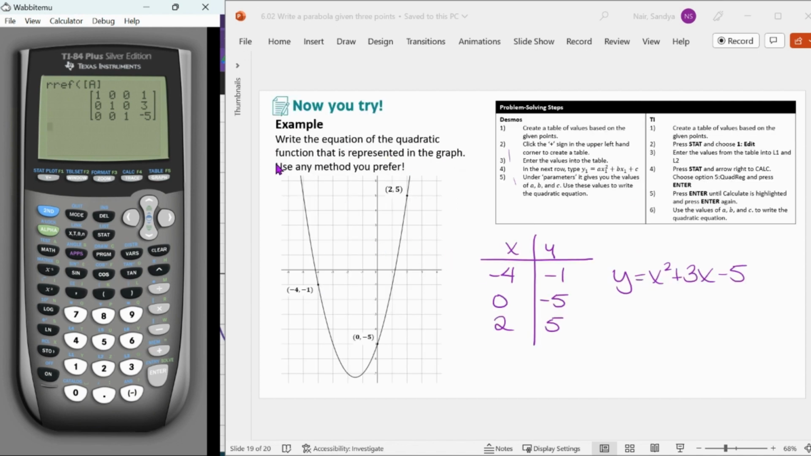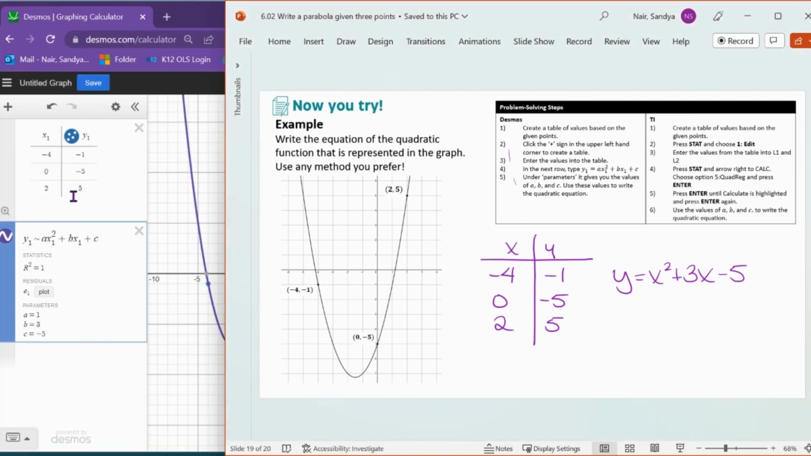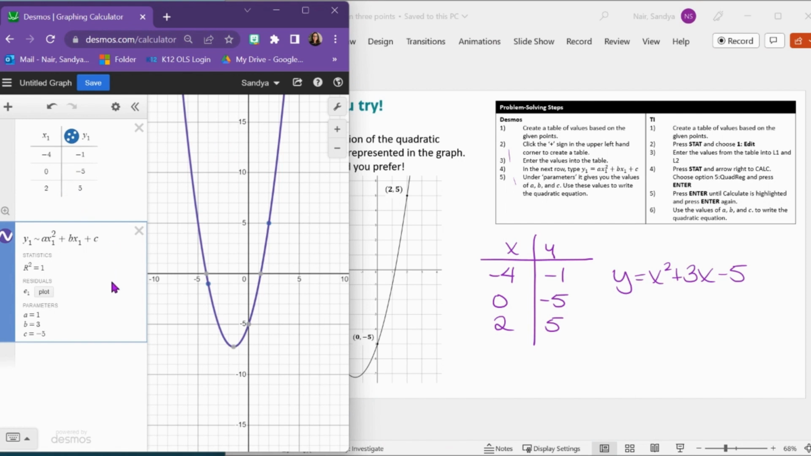The third method you could have done is regressions on the calculator. So I did this regression in Desmos. I created the table by typing in all of my points. And then I typed in y1 is approximately ax1 squared plus bx1 plus c. So in parameters, you can see that it gave me a is 1, b is 3, and c is -5. And when you plug into standard form, you get y equals x squared plus 3x minus 5.